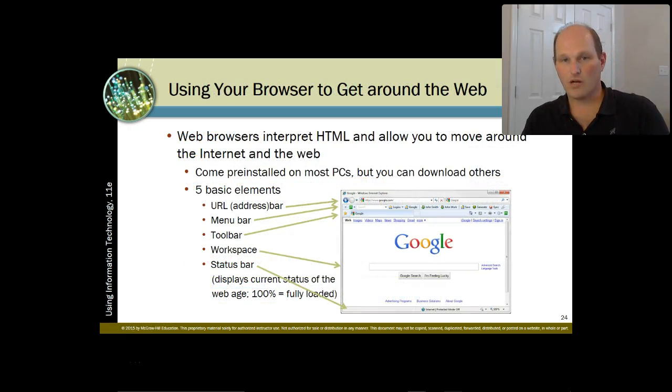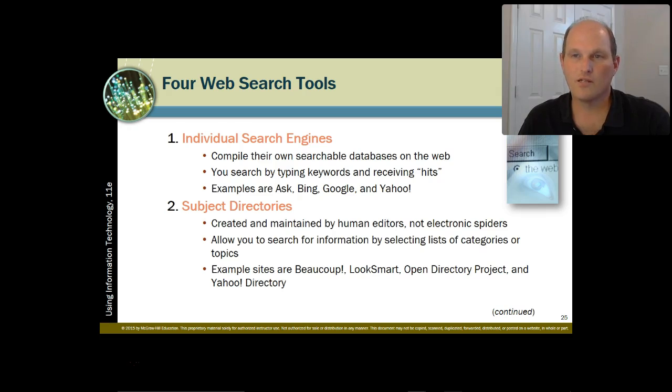Web browsers interpret HTML and allow you to move around on the internet. And here you can see some basic elements of a web browser. This is Internet Explorer. So what's a search engine? Well, it's just a compiled list of keywords and terms that companies like Google and Yahoo, and there's a bunch of them, compile that basically links those key terms with websites, so you can quickly search through them.